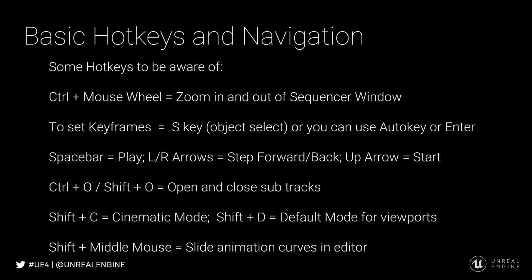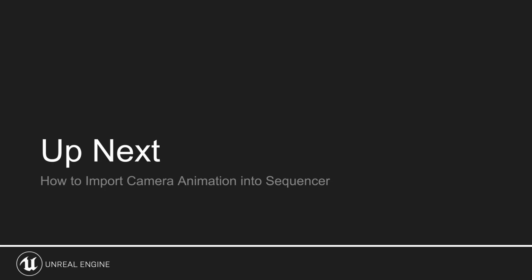And then you can use Shift and middle mouse to slide animation curves in the curve editor. So if you're just in what I call the dope sheet, the standard view where we were just setting the keys, you can just grab those and slide them left or right, and they will stay locked to the horizontal axis. So along with the 5 cameras, we'll talk about importing cameras from DCCs, including 3D Studio Max and Maya, in the next section.